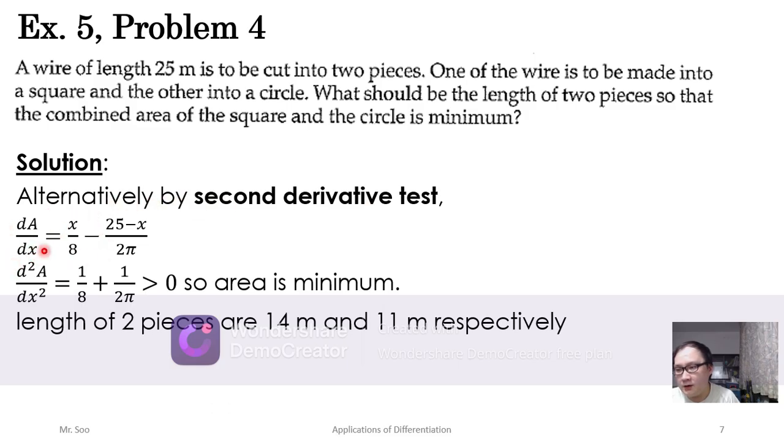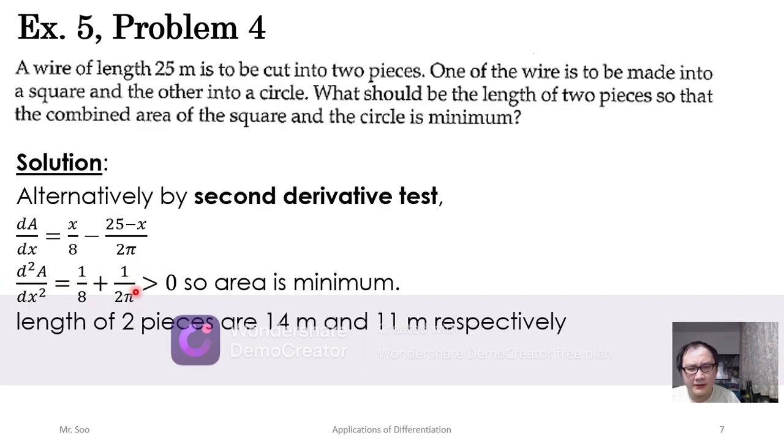Now, using the second derivative test. So this is our dA over dx or A prime x. You differentiate one more time, A double prime x or d2A over dx squared, and you get 1 over 8 plus 1 over 2 pi. You realize that this is a positive value, so this implies that the area is a minimum. Likewise, when the second derivative is negative, the stationary point is occurring at its maximum. But in this case, our second derivative is positive.